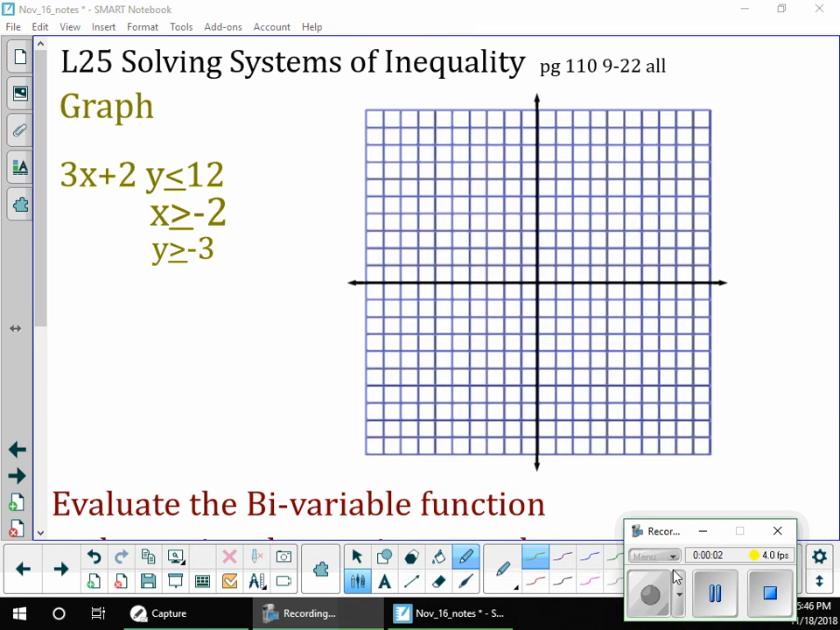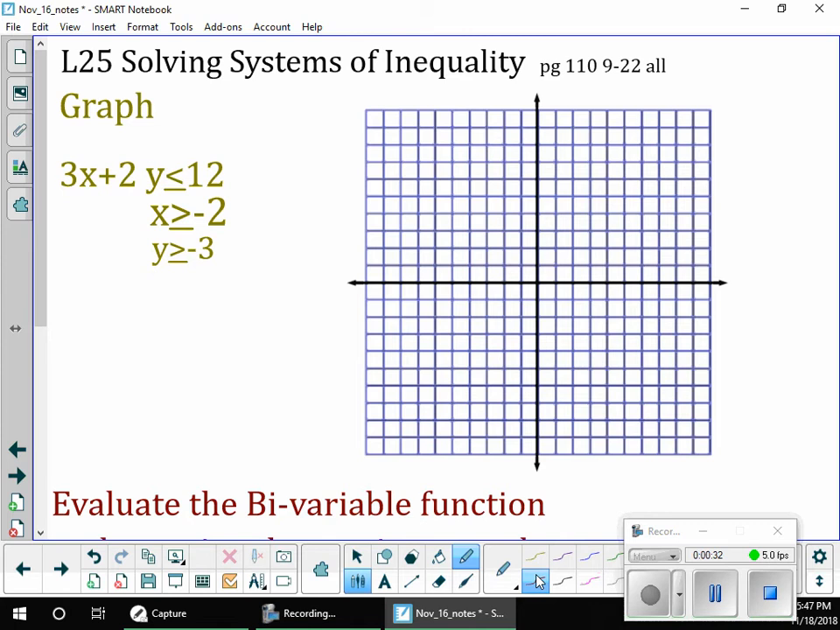Lesson 25, Solving Systems of Inequalities. If we were going to take this lesson in class, I would have put up an inequality and asked you to graph it. Then I would have put up a second inequality and asked you to graph it, and then a third. But since you're not here and you're watching this video, the discussion we would have had in class, I'm going to try to have right now.